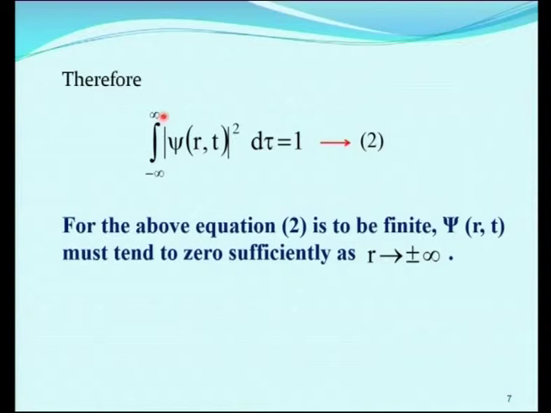integral minus infinity to plus infinity modulus psi of r comma t the whole square d tau is equal to 1. So, from this equation, what we say, this integral is to be finite, that is psi of r comma t must tend to 0 sufficiently as r tends to plus or minus infinity. That means, we integrate this between minus infinity to plus infinity, that represents this equation. We have integrated this from minus infinity to plus infinity. So, that is equal to 1.